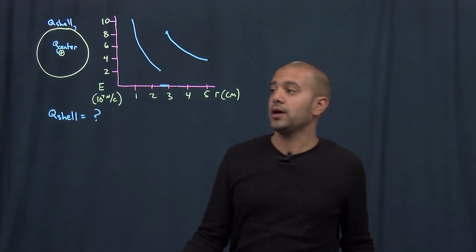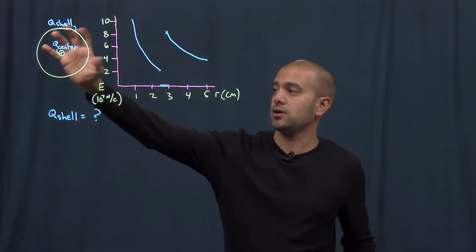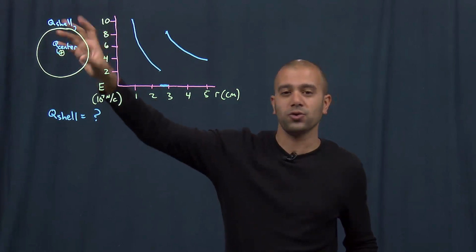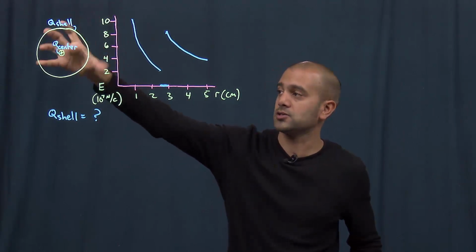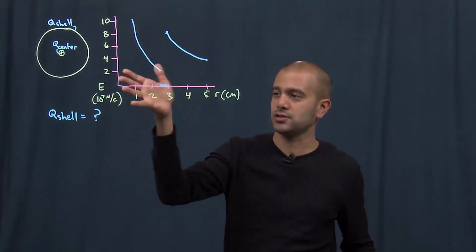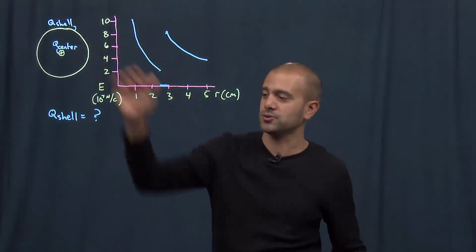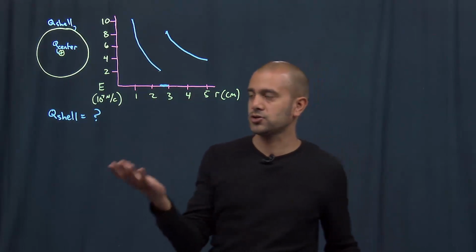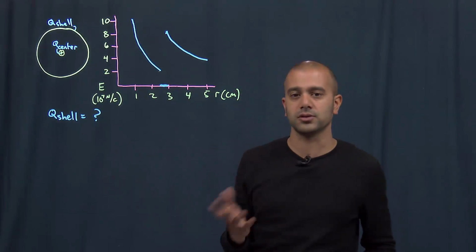In this situation, we have a charge in the center of a spherically charged shell. We're not told either of these charges, and we're asked to find out how much charge is in the shell. We're also told the electric field as a function of distance. We have a graph of that. We can use that information to help us with this problem. So we're looking for the charge in the shell, and the approach here will be to use Gauss's law.